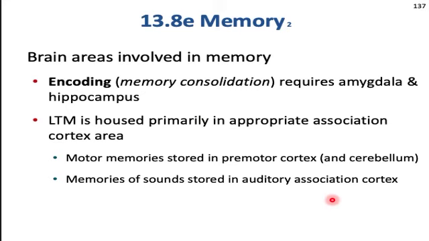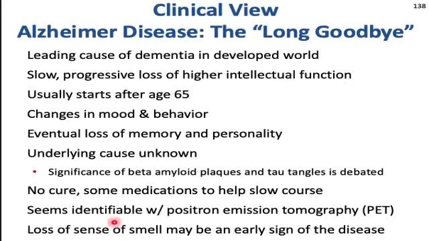Okay, the areas that are involved in memory include the amygdala and the hippocampus. Remember, we always said that the hippocampus is like the brain's DVR. The long-term memory is housed primarily in the appropriate association cortex. Okay? Motor memories are stored in the premotor cortex, and sounds in the auditory association, and images in the visual association cortex. Okay? All right.